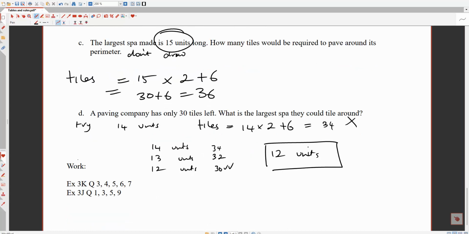Okay, so from here you're going to try this out yourself. Now, this is the work here. Making sure that we know that we're now moving from chapter 10 back to chapter 3. Okay, so we're not in equations anymore. We need to go back to chapter 3. We're going to do 3K. These questions here. Actually, don't do question 6, because that's the one I just used as an example. Okay, so 3, 4, 5, and 7. And then these table of values questions 1, 3, 5, and 9. Good luck, guys.